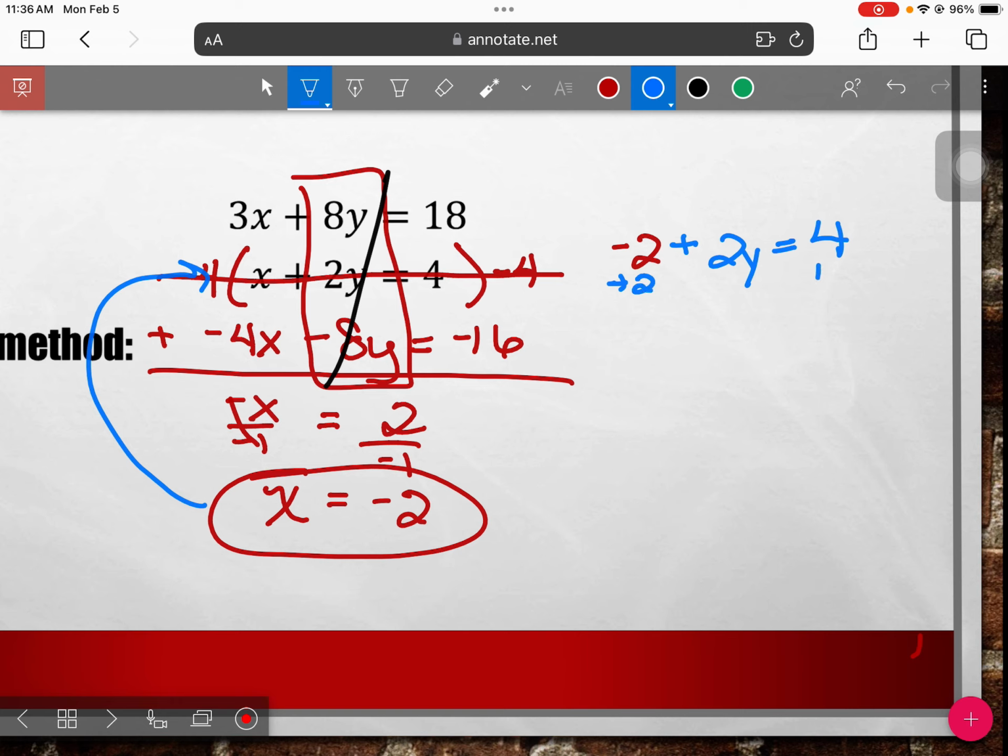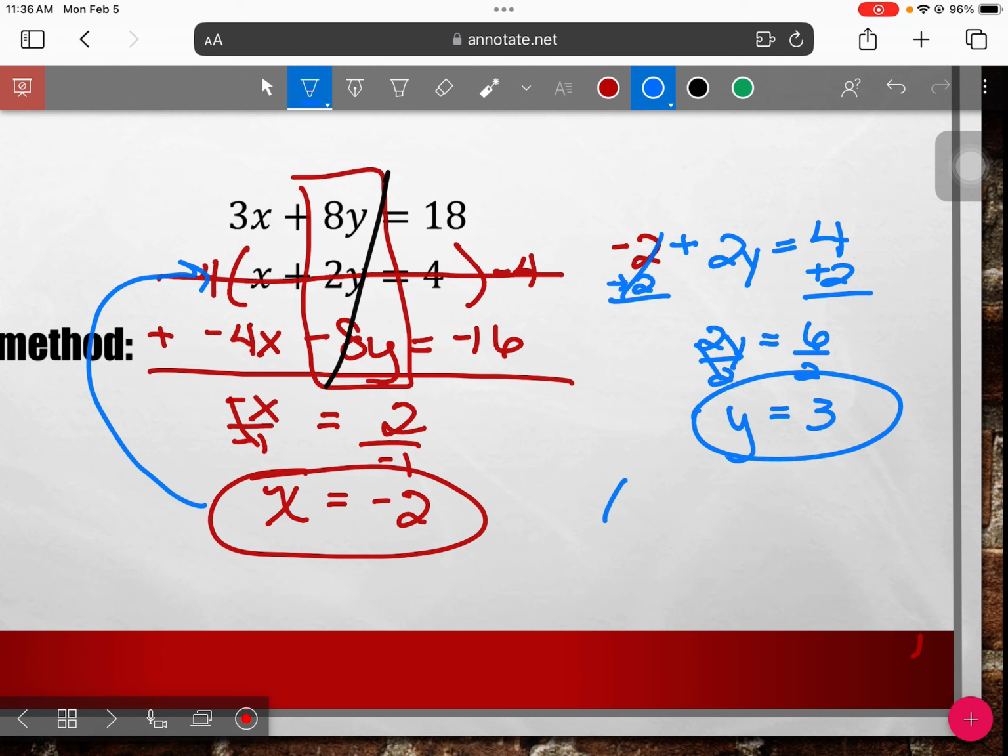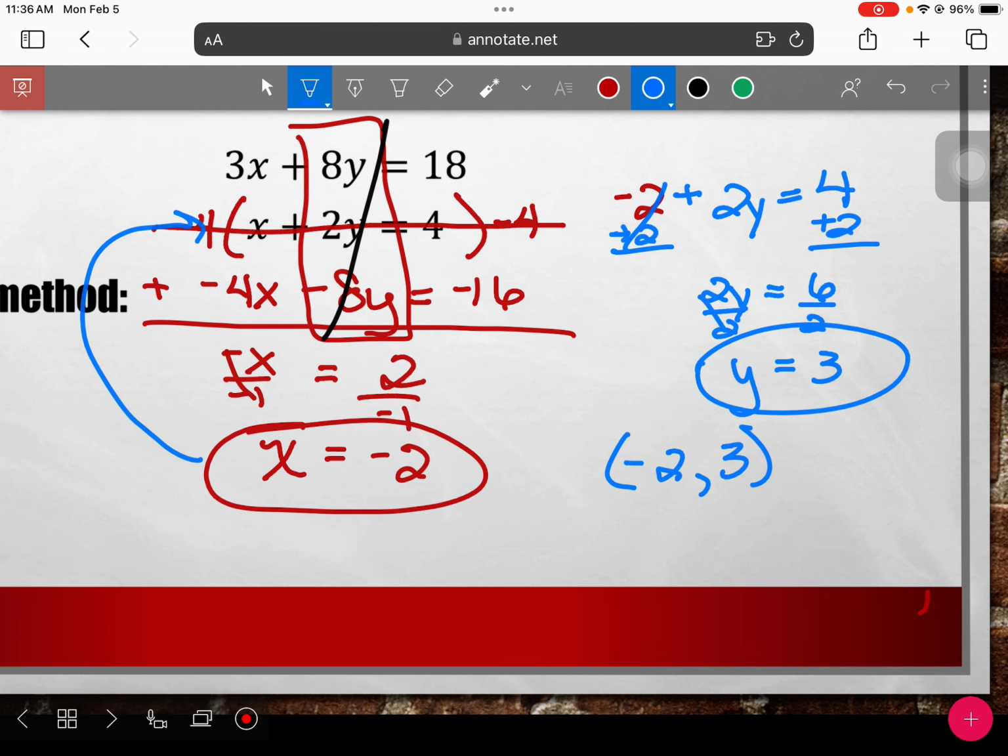Add 2, yes. Get rid of the 2. We were trying to isolate the y. So that gives me 2y is equal to 6. What's happening between 2 and y? Multiplying, so I need to divide. And y is equal to 3. So my answer here, as an ordered pair, yes, you should always put it in parentheses, is (-2, 3).